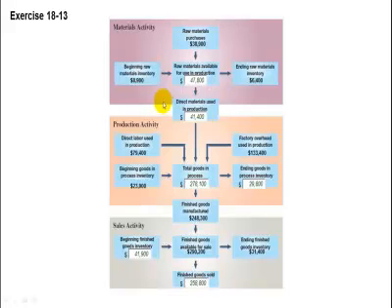were arrived at. To find raw materials available for use in production, you would add the beginning raw materials inventory plus raw material purchases. So 8,900 plus 38,900 should equal $47,800.